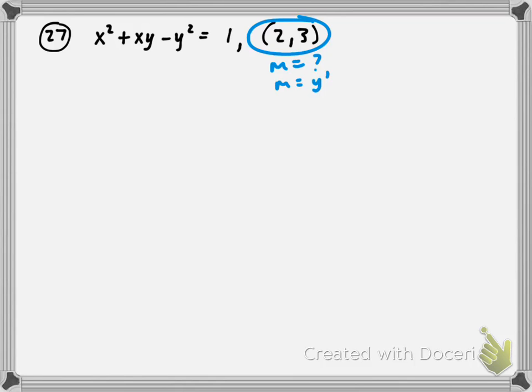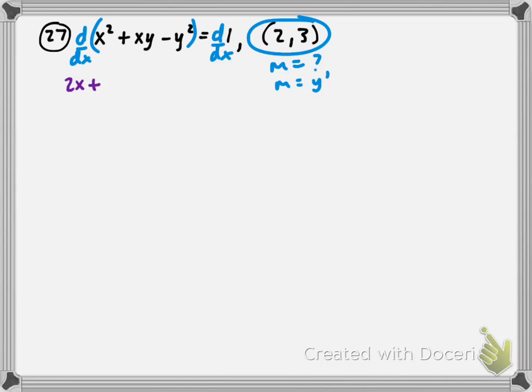And how do we find our y prime? Well, we do the same thing we've done over and over and over again. We differentiate both sides with respect to x. And these are actually a little bit easier because, well, I'll show you why in a minute. The derivative of x squared with respect to x is 2x.